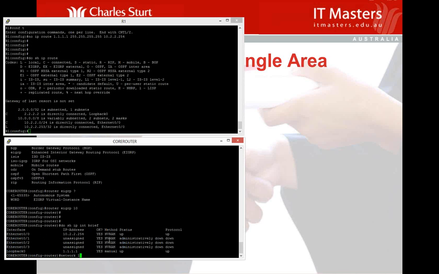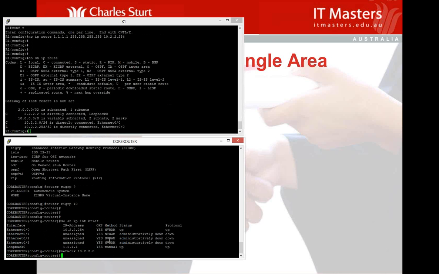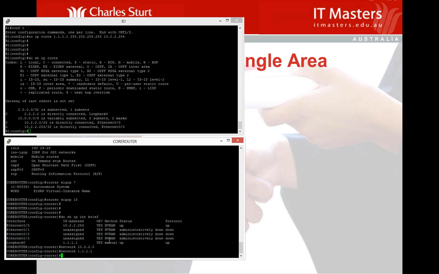let's go, now this will be interesting, have a look at just what we do here. Network 10.2.2.0, because I know there's a /24 on that Ethernet address, and we also want to go network 1.1.1.1, advertise both over there, and that's it. That's all we need to do to configure bog standard EIGRP. Okay, we've got to have an autonomous system number, and we have to put in network statements.